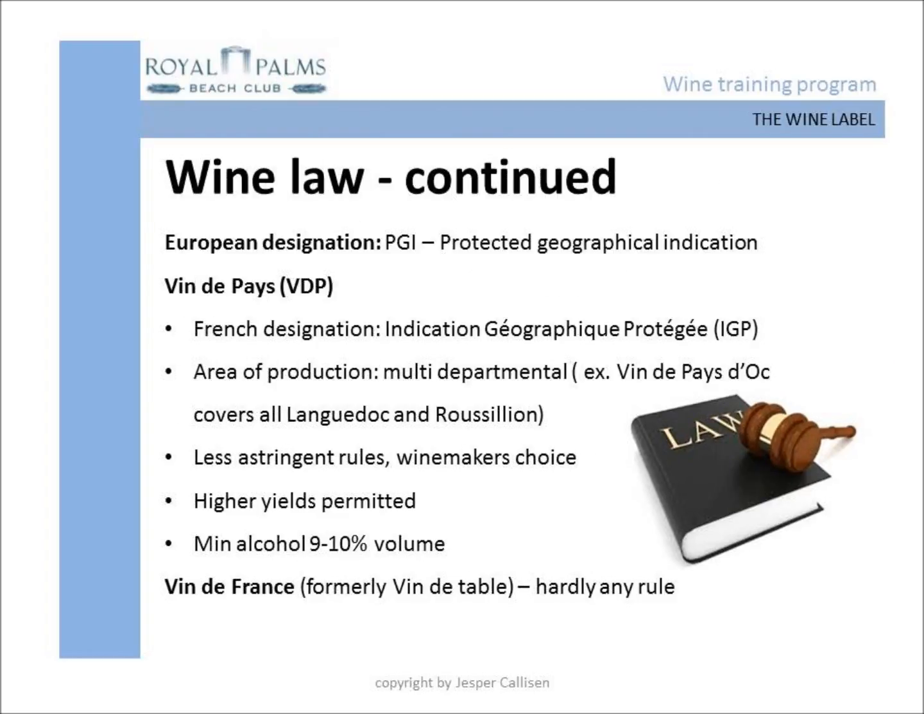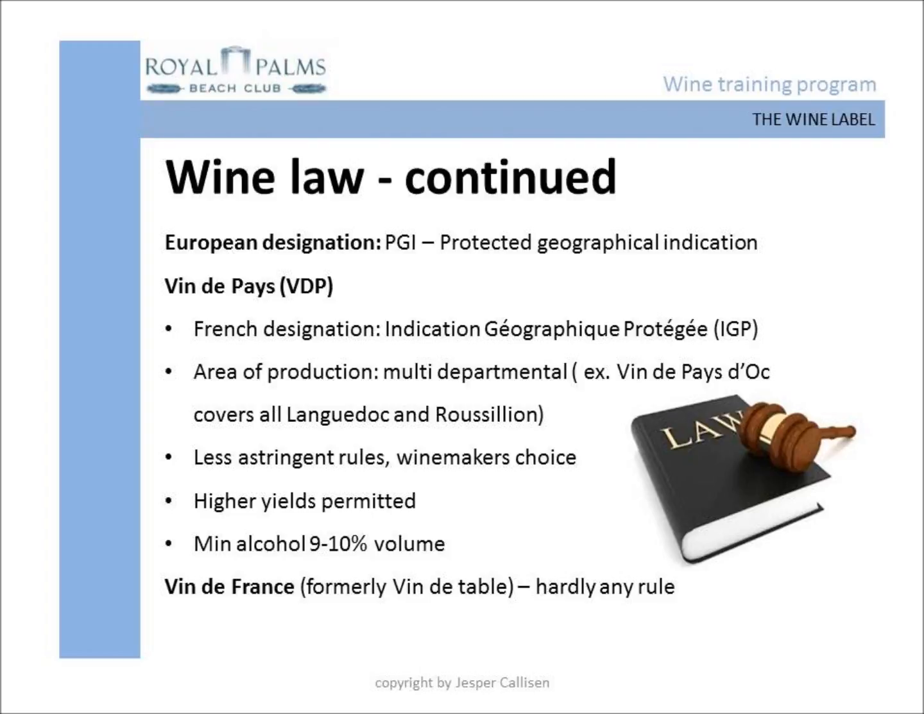One step down the appellation ladder is the PGI or Protected Geographical Indication. All European countries have their own terminology for PGI as well. In France, this is referred to as Vin de Pays or IGP. IGP stands for Indication Géographique Protégée. PGI was created to motivate lower quality vine growers to improve quality and qualify for PGI status.